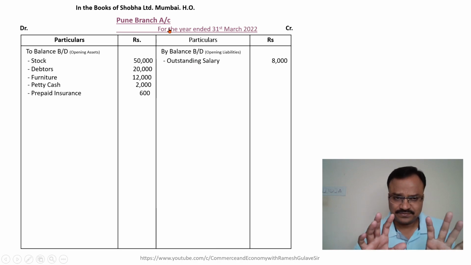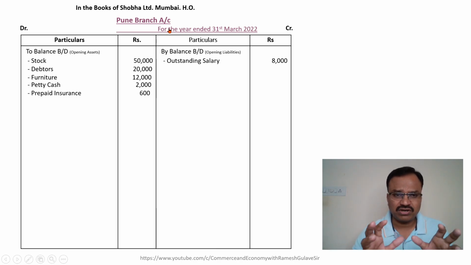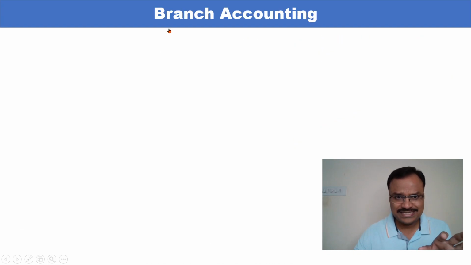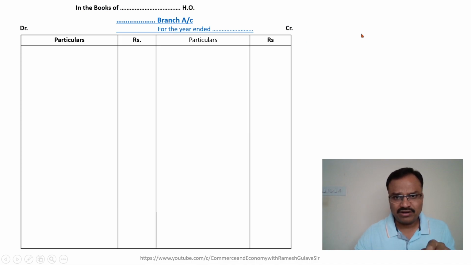So similarly there are certain items which are recorded on the debit side of branch account and some items are recorded on the credit side of branch account. So now let us discuss about the format of branch account, right? So as this is the specimen format of branch account.